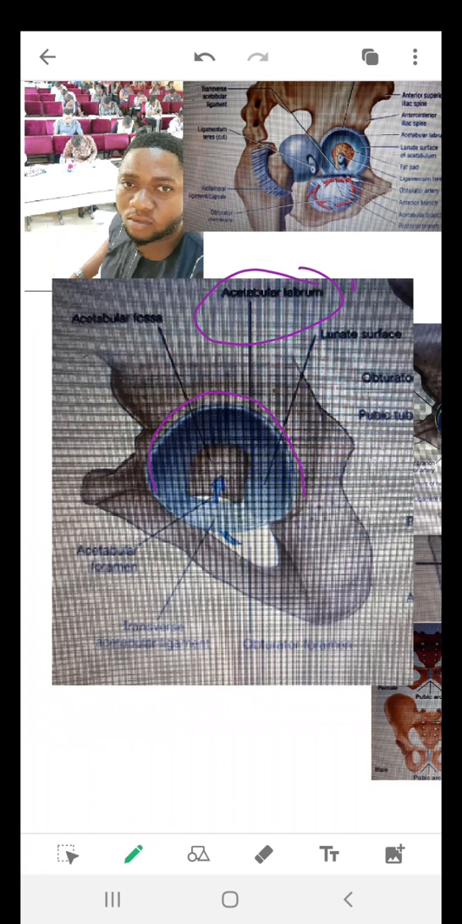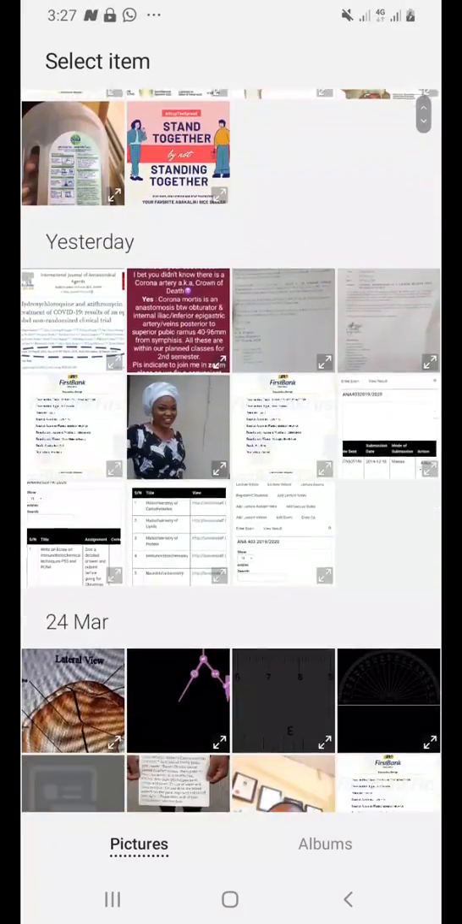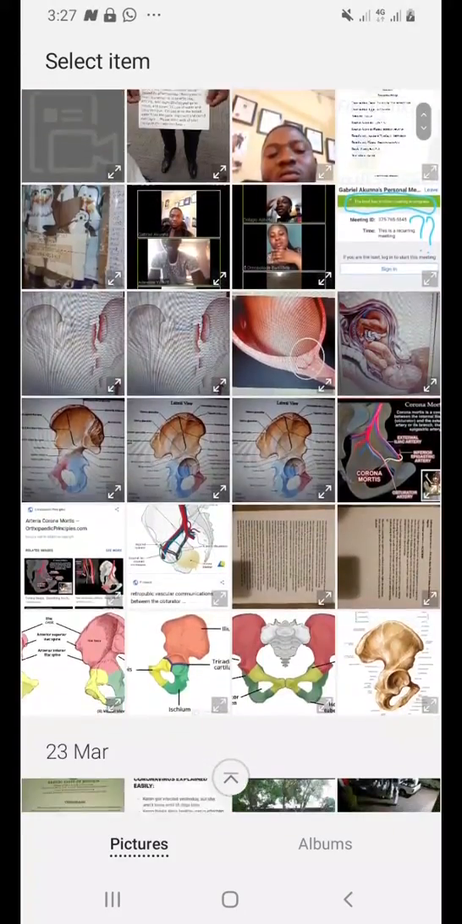Another thing I want you to take note of is the acetabular notch. So the acetabular notch, well, with this image you might not really see it. It will be better for me to pick another image so that you understand where I'm coming from. The acetabular notch.